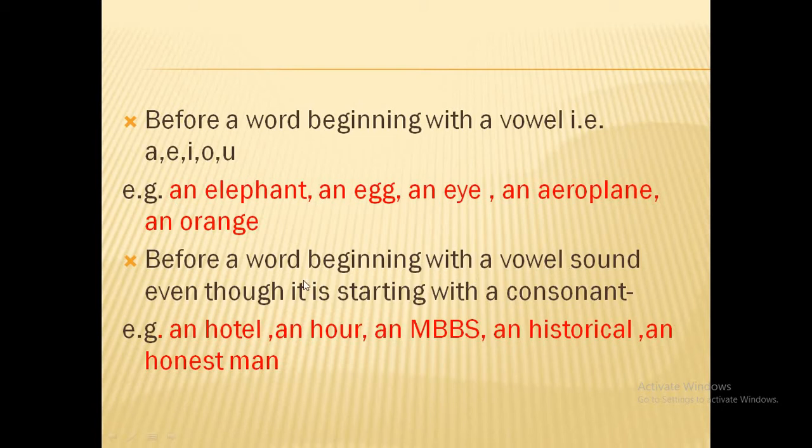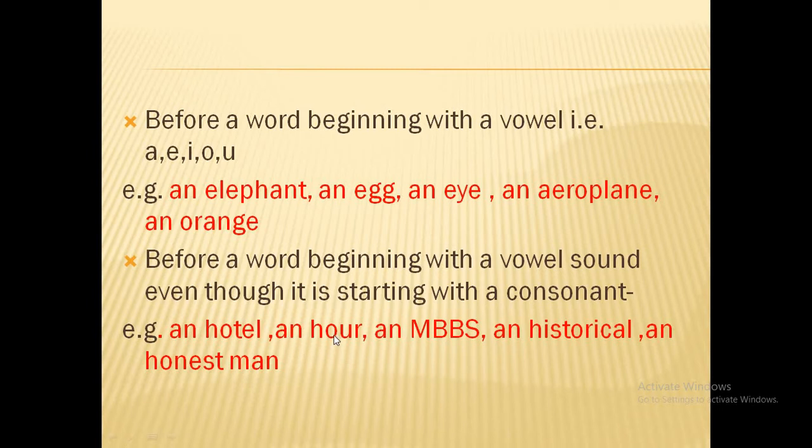Before a word beginning with a vowel sound, even though it is starting with a consonant. Now, once again, this is to be taken care of. Though it is a consonant, how is it pronounced? It is pronounced as O. It is pronounced as a vowel, as in an hour, hour, hour. So, O sound. An R, we don't say R, we say R.